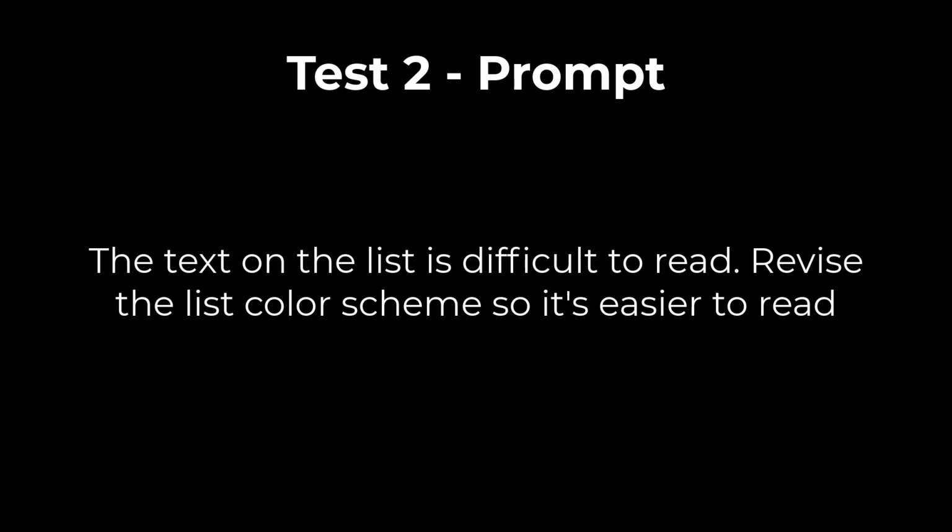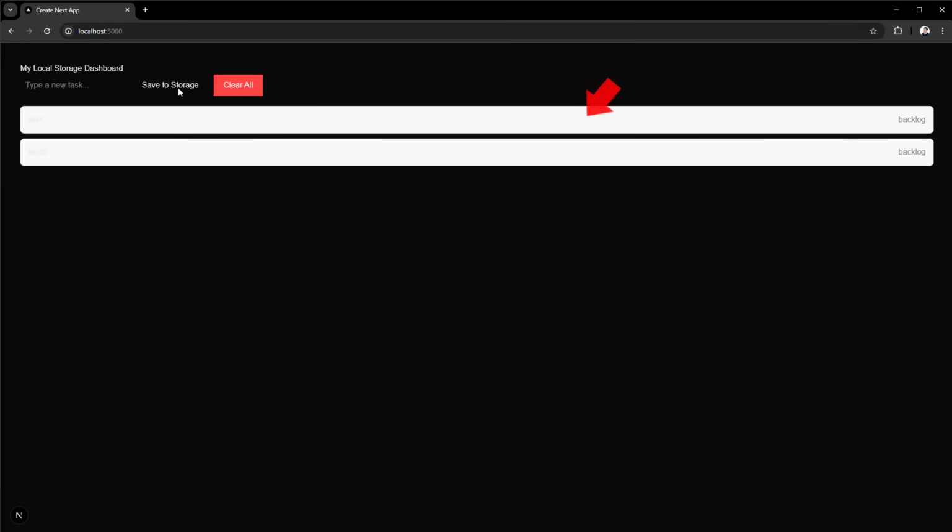Next test, a simple yet a little vague prompt to change the color. "The text on the list is difficult to read. Revise the list color scheme." A good model should understand the project structure and finish the prompt quickly without unnecessary changes.